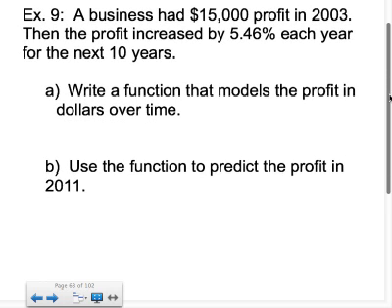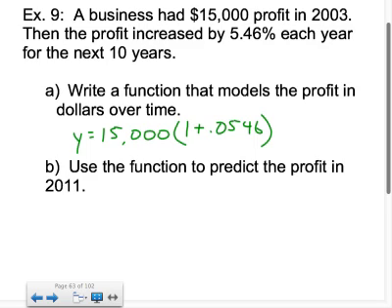So example 9 says a business had $15,000 profit in 2003. Then the profit increased by 5.6% each year for the next 10 years. Write a function that models the profit in dollars over time. Okay, so the function, we have y equals the initial amount was $15,000. And we gained 5.6% per year over the course of the next 10 years. Okay, so really we're just going to say t because we gain 5.6% each year.